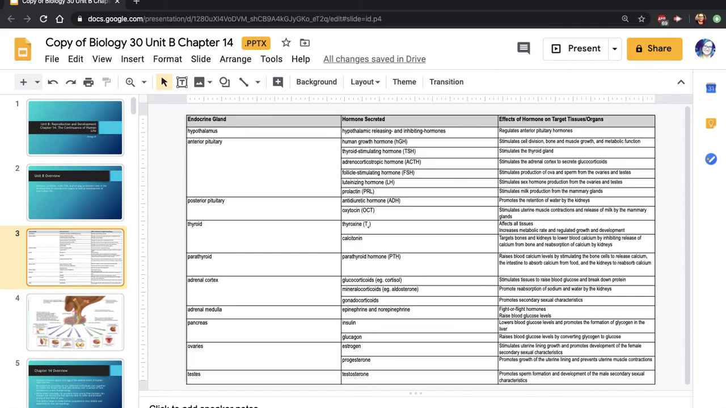This is a picture of the different hormones that are secreted by the different endocrine glands. So we're sort of connecting to the last chapter, and we've looked at all of these, some more than others. We haven't necessarily looked at the ovaries and testes, but that's where we're going to go here. So we're going to focus on estrogen, progesterone, and testosterone and what those things do.